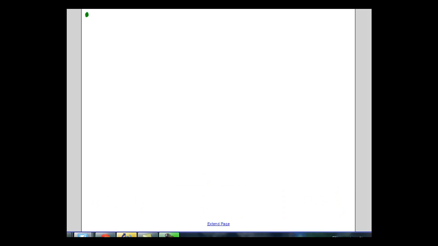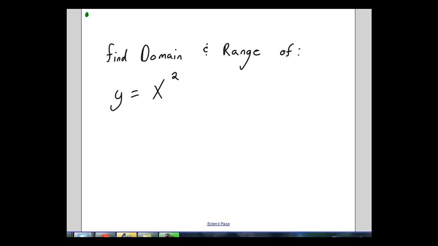Okay, let's look at another example. So we want to find the domain and the range of this function, y is equal to x squared. Domain. So remember, with the domain we're asking what numbers can we input as an x? Well, we can put anything in as an x. We can put negative a million. We could put 2.5. It doesn't matter. There's no restrictions. So the domain here is all reals. There's no restrictions on what I can input into this function for the x.